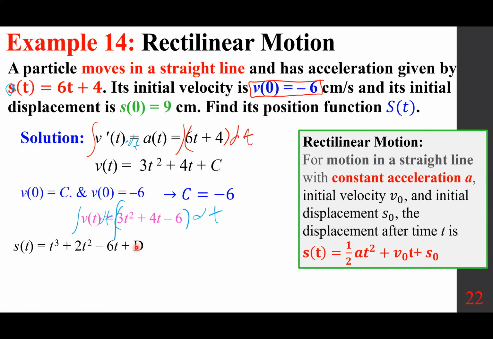That's why we are using something else. You can say c sub 1 here and c sub 2 here. If you use a c and understand it's not the same, it's okay, but it's really awkward. Don't take a chance. We know s of 0 is 9.